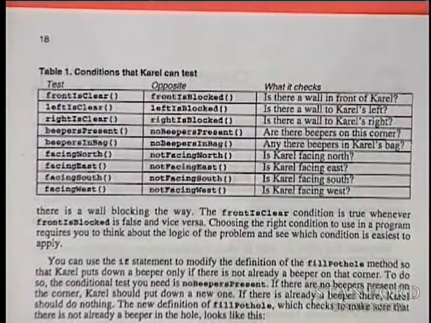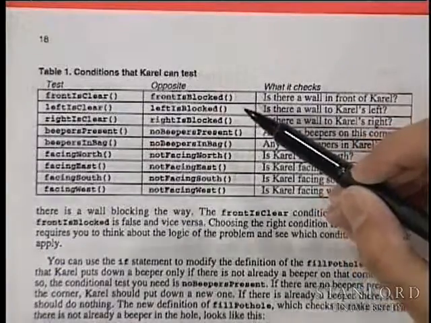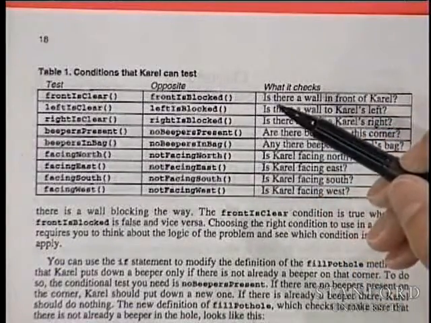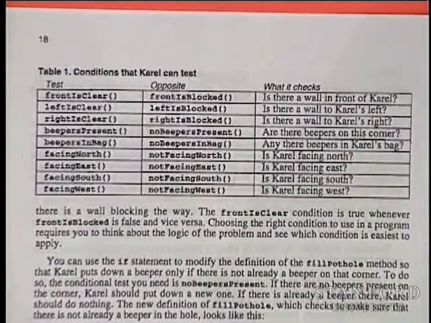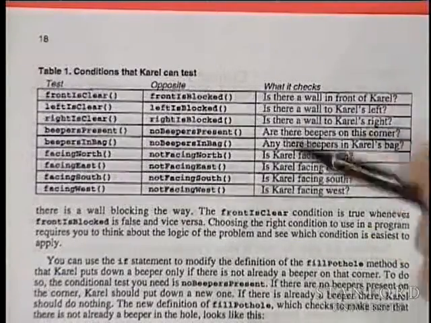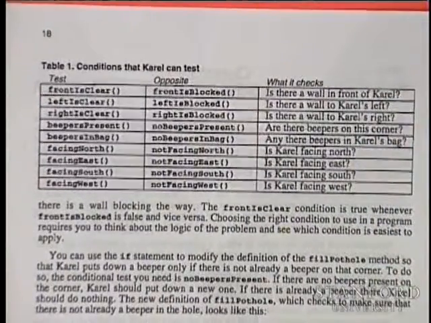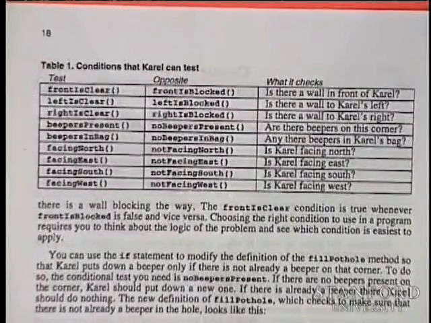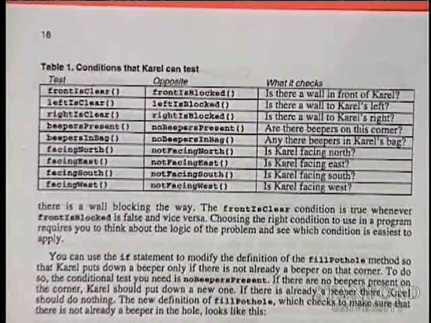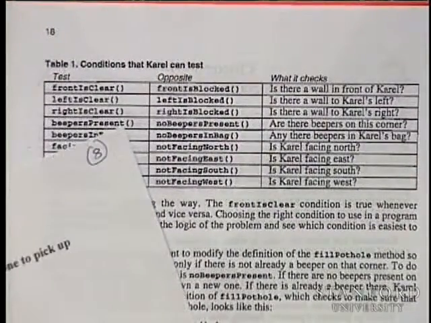You can also check the opposite of all the conditions, like front is blocked. So while your front is blocked, you might want to turn left because you want to keep turning until eventually your front gets cleared up, and then maybe you go do something else. Or your left is blocked, or your right is blocked. I'm not going to go through them all, but they're all obvious. They give you the information you would expect about Karel's world, and they're all in your course reader on page 18.